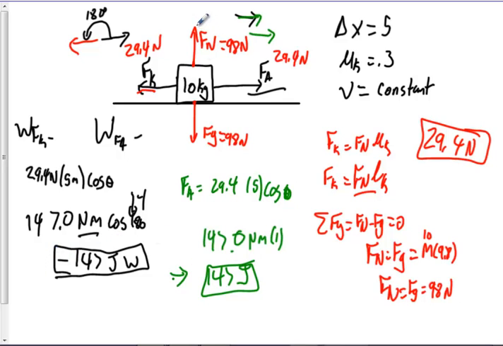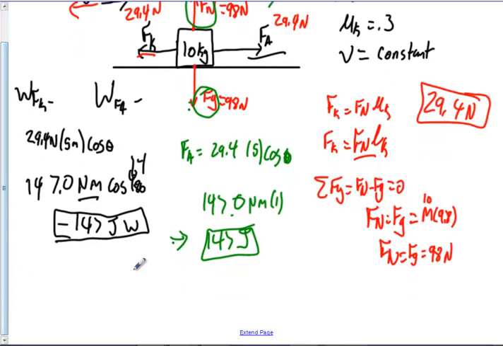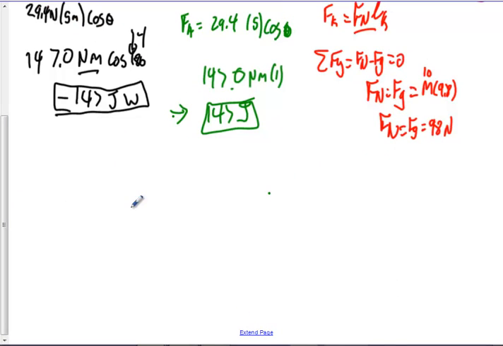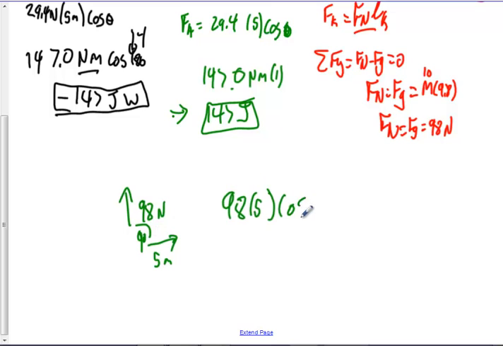Okay. What about normal force and gravity? Did they do any work? Turns out no. Why didn't they do any work? Even though there's a force and there's motion, we have gravity acting up, or sorry, the normal force acting up, 98 newtons. We have our motion this way, 5 meters. This angle between them is 90 degrees. And remember, 98 times 5 times the cosine of 90 is 0.